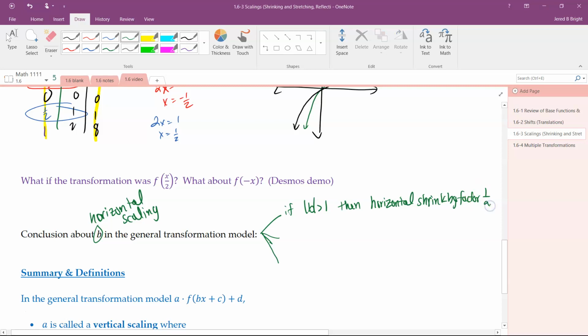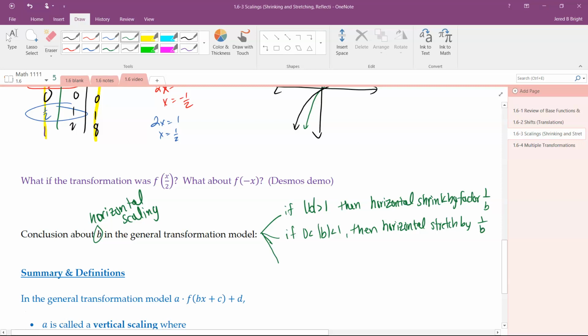You'll notice that when we did the 2, we got closer to the vertical axis, and we're compressing horizontally. Imagine you're squeezing it from the sides in. This should be 1 over b, I'm sorry. Okay, if b in absolute value is between 0 and 1, then it's going to be a horizontal stretch by 1 over b. You notice that the factor here isn't b itself, it's the reciprocal.